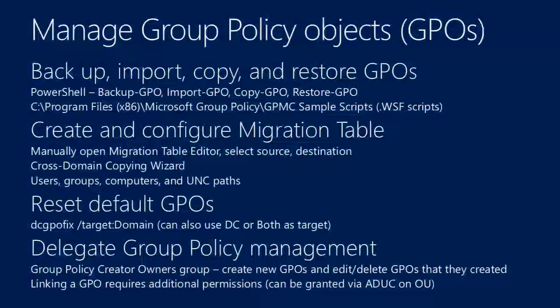Reset default GPOs. You get a new job, the default domain policy and default domain controller policy are used for everything. It's a mess. You want to start over. That's what you do right here. DC GPO fix. You can target the domain, which is the domain policy, or DC, the domain controller policy, or both. So that's important. And then delegate the group policy management. This is for your help desk, stuff like that. Know that you can actually delegate this stuff. The Group Policy Creator Owners group, know about that. It's going to be about minimizing administrative permissions. Do you use the administrators group for group policy? Can they still do this? Know about what they get from it, and know how to minimize those.